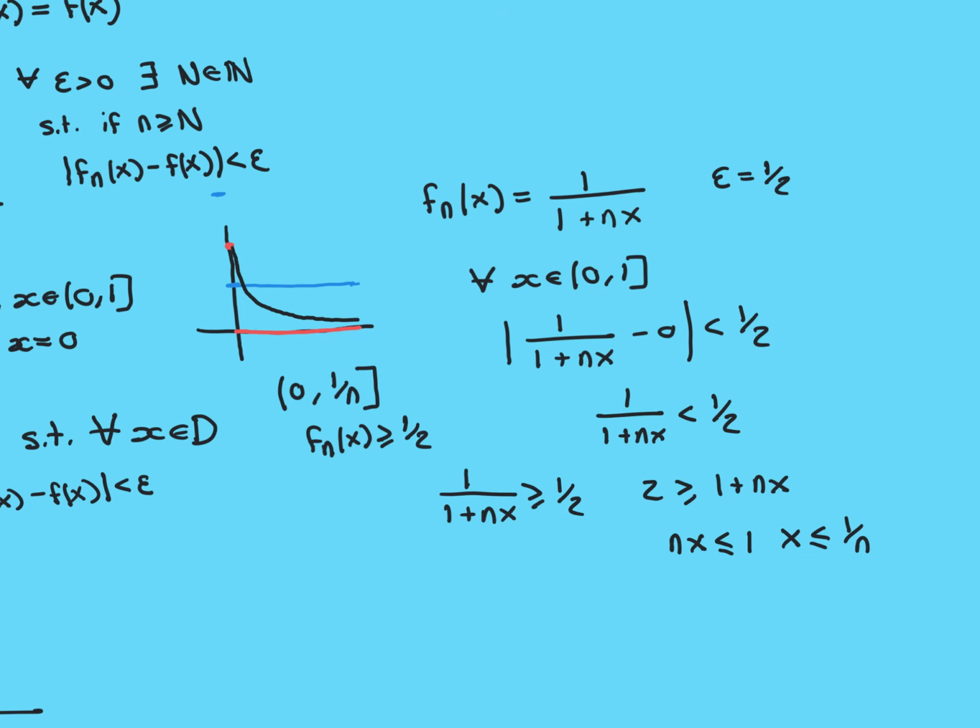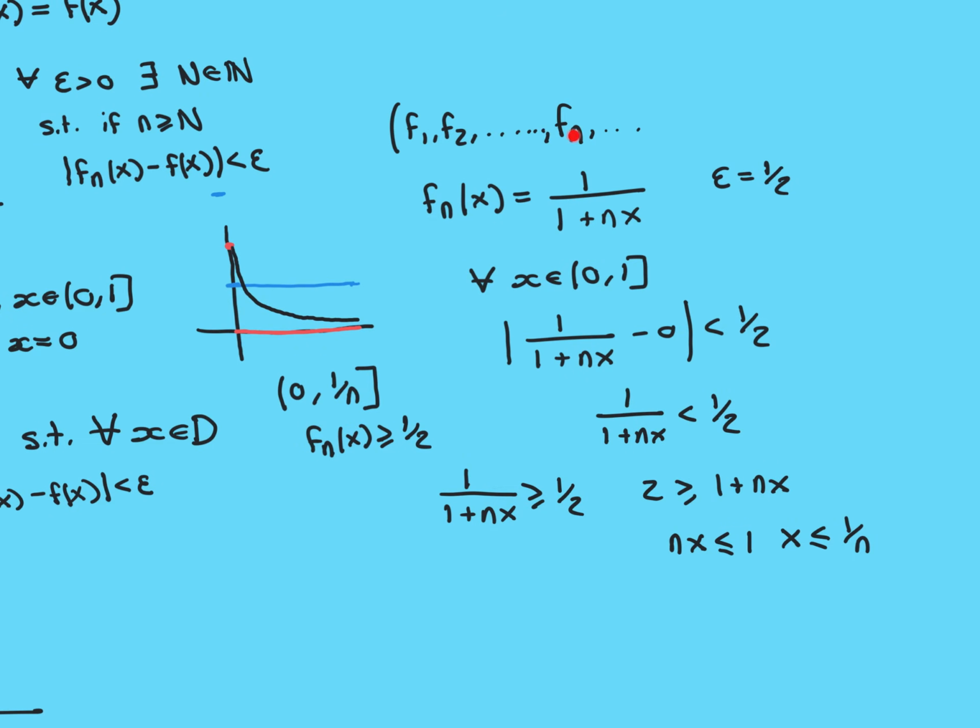So what I have found from that is if you take any one of these functions in the sequence, fn of x, on the interval from 0 to 1 over n inclusive, it is going to have a value greater than or equal to a half. So I have found this little interval here that is above that blue line, that is not obeying this uniform criterion. It's not within that tube of the limit.